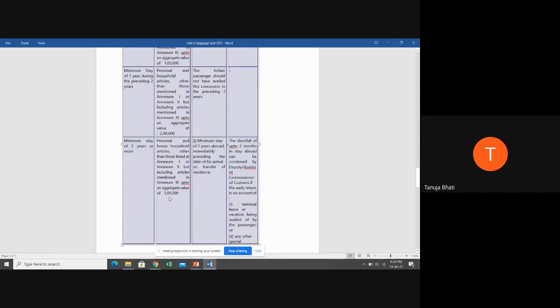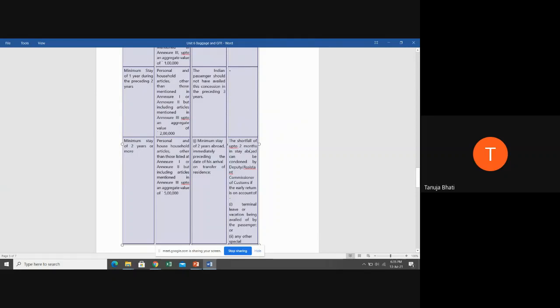Suppose the total of all the articles he is getting comes up to 5 lakh or less, he can get that without payment of customs duty, number one. Number two, for that his stay abroad should be for a minimum period of 2 years. And what is the condition? His minimum stay of 2 years abroad should be immediately preceding the date of his arrival on transfer of residence. That means on the date of arrival into India, his stay abroad should have been for a minimum period of 2 years. Okay.